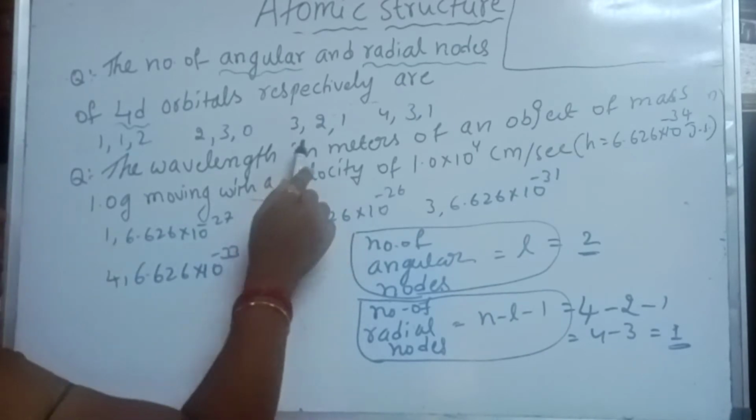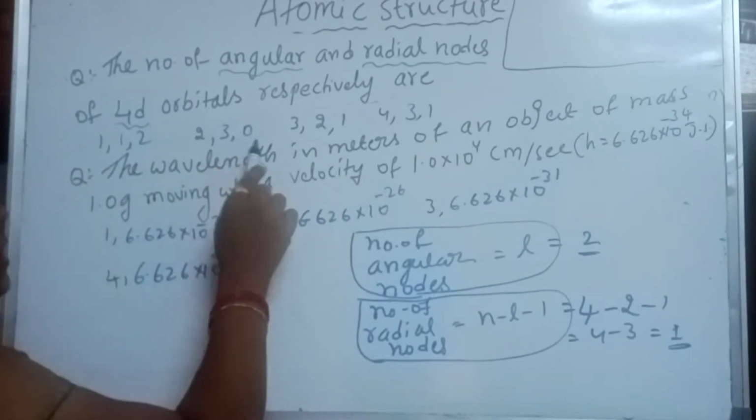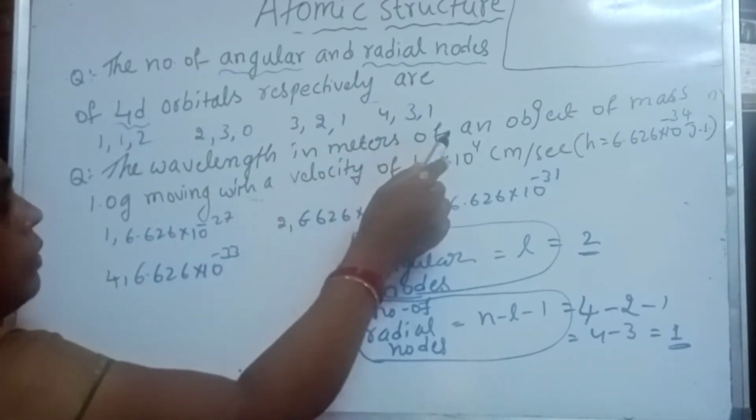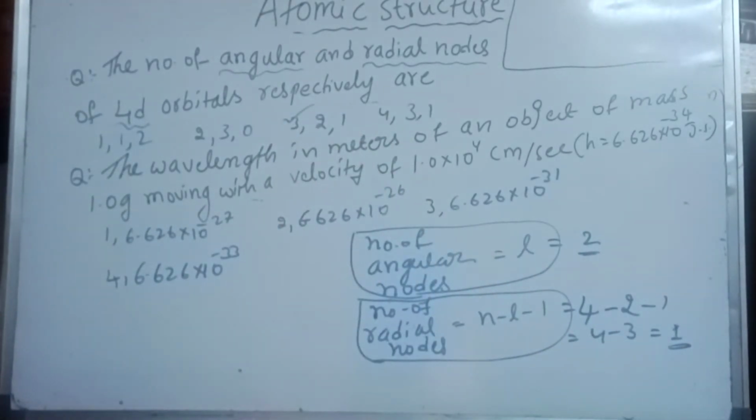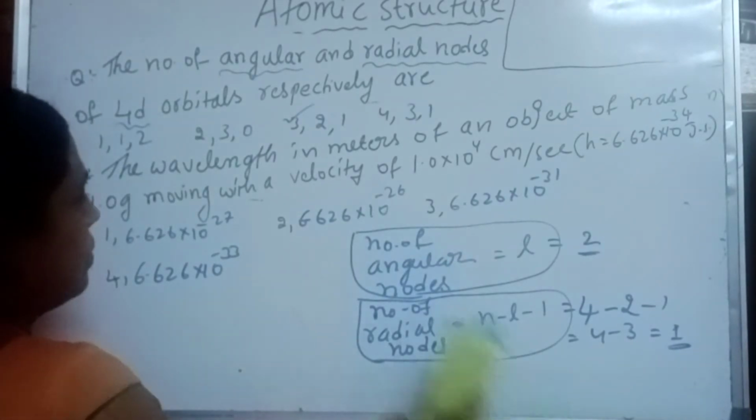So what is the answer here? Check: 1, 2 no; 3, 0 no; 3, 1 no; so 2, 1. Which one is the correct answer? The third option. Okay, so this is the first one.